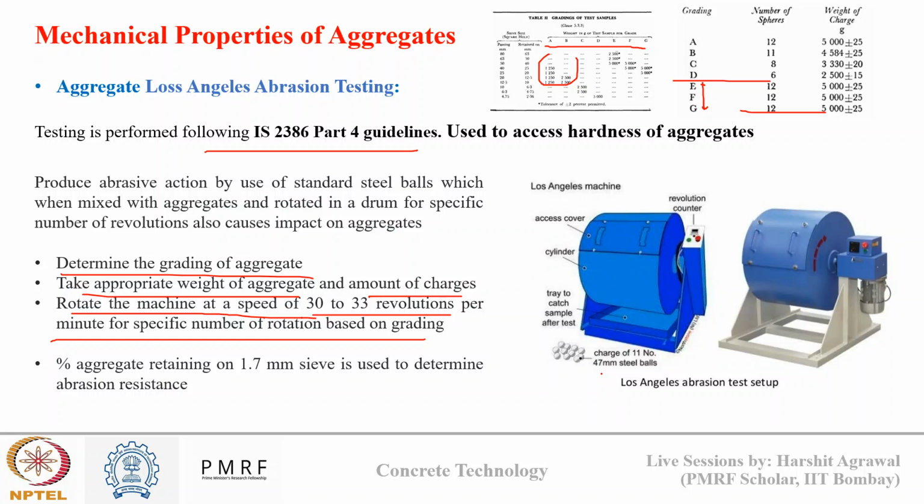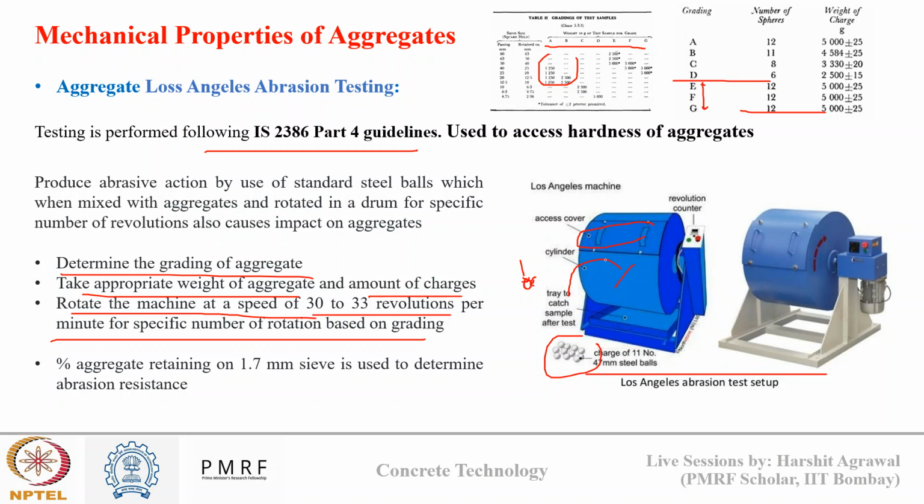This is my Los Angeles abrasion testing machine. So this is the lid. This I will open. I will pour my aggregate inside, I will pour my steel balls inside, and I will rotate this drum for a specific number of revolutions. So what will happen? My aggregates will hit each other, and my steel balls will hit the aggregate. My aggregate will hit the surface. My steel balls will hit the aggregate and the surface, and in this way, aggregates will be rubbing.